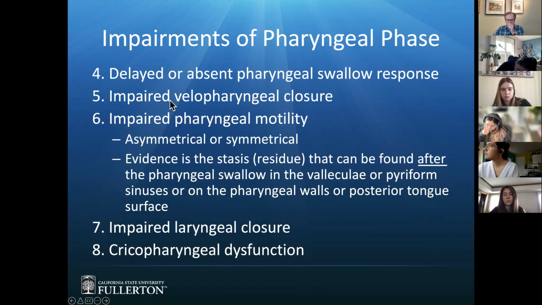Now, I just want to point out one thing. I've got them listed like it's a sequence of things that goes 1, and then 2 happens, and then 3 happens, and then 4 happens. There's considerable overlap. So it's not quite as linear and sequential as indicated, but it is somewhat. You have velopharyngeal closure occurring before you have an opening of the upper esophageal sphincter. Does that make sense? So it's somewhat sequential, but also overlappingly sequential.